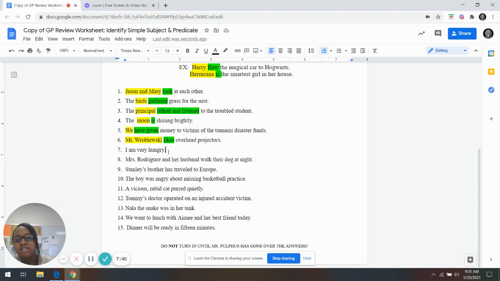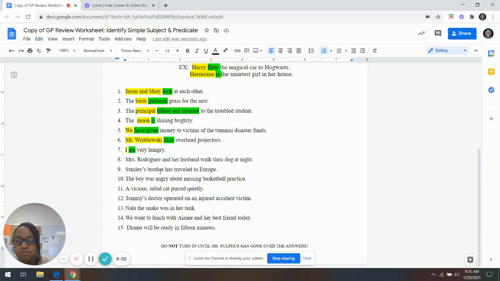Number 7, I am very hungry. Again, some people would see this and be like, hungry, that's the verb. It's not. Linking verb. Good. So number 7, my verb is actually am. Highlight that in green. Who or what am? My subject would be I. Excellent. Now I'm going to skip down to number 9 real quick.